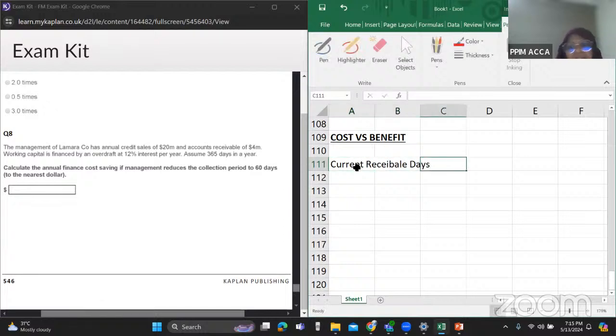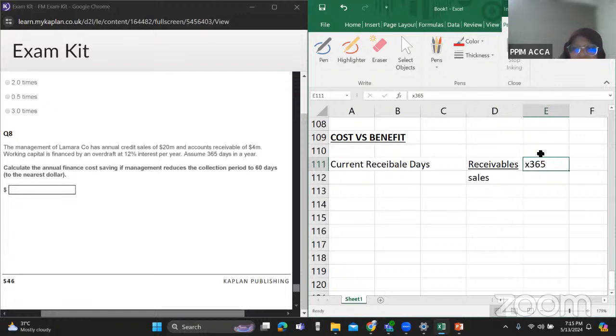Okay. So how do we calculate this? Receivables over sales into 365. Yeah, I'll just put it this way in case somebody wants the equation, right? Into 365. So this is the equation you will use to calculate the receivable days.